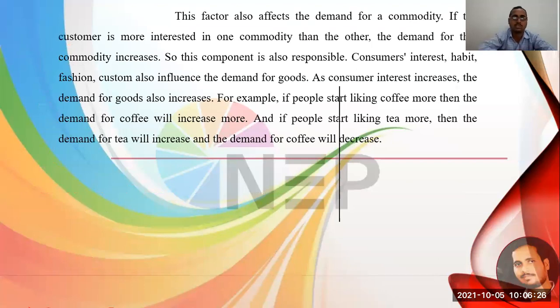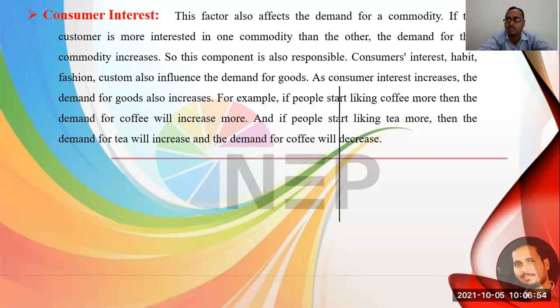Now the another factor is the consumer's interest. Without having the interest, a consumer cannot demand the commodity, because after consuming the commodities, consumers get satisfaction. If the commodities provide more satisfaction, then the demand for the commodities also increases. Sometimes consumers are intense about the consumption of a specific commodity. This is the nature of the consumer.